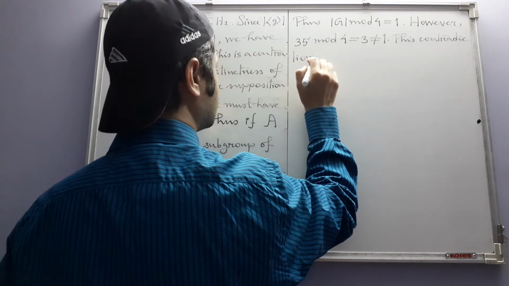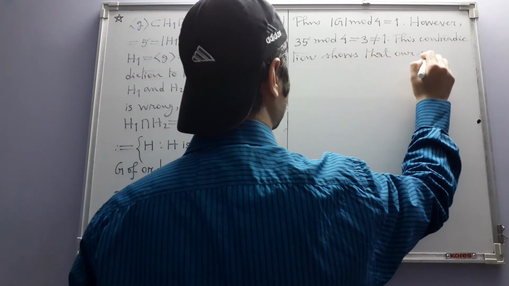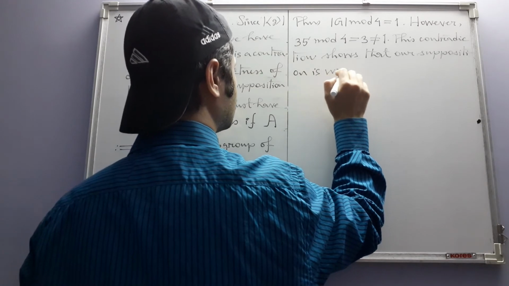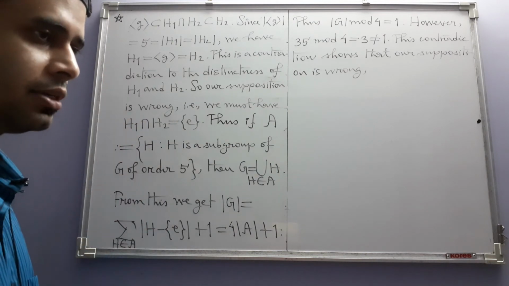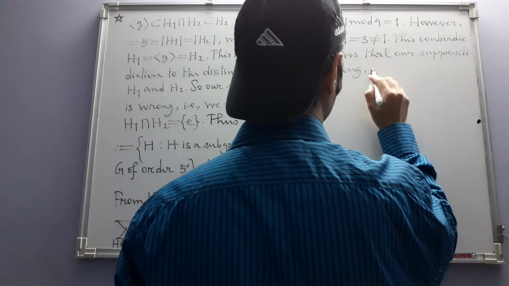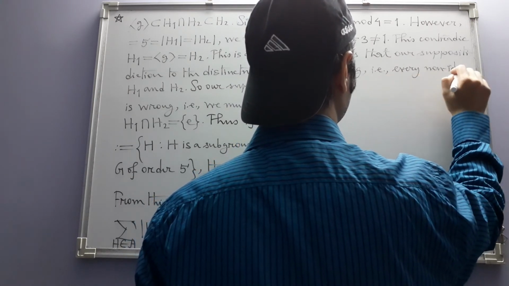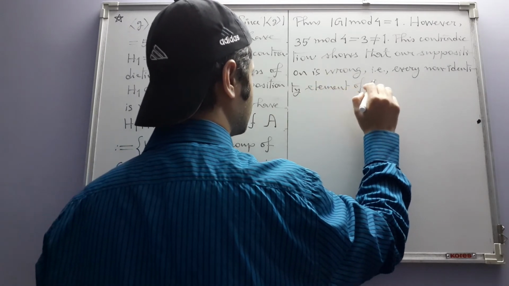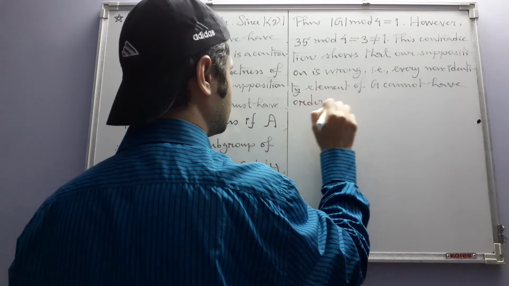This contradiction shows that our supposition is wrong. What was our supposition? Our supposition was that G has elements such that every non-identity element has order 5. That is wrong. The supposition is wrong, that is, every non-identity element of G cannot have order 5.